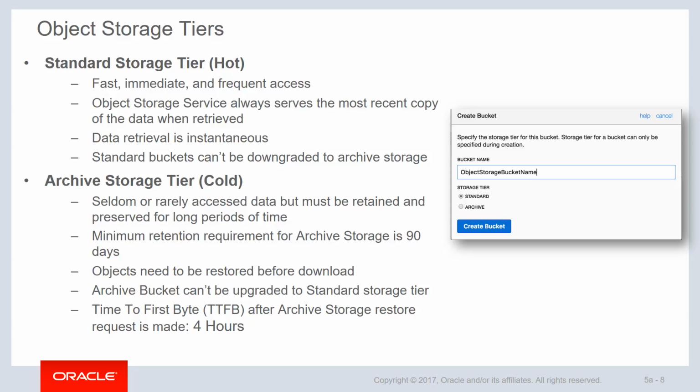Important thing to point out, standard buckets cannot be modified or altered to archive, and vice versa. So if we needed an archive bucket, we would create that. If we then needed a standard storage tier bucket, we would have to create that as a new bucket.